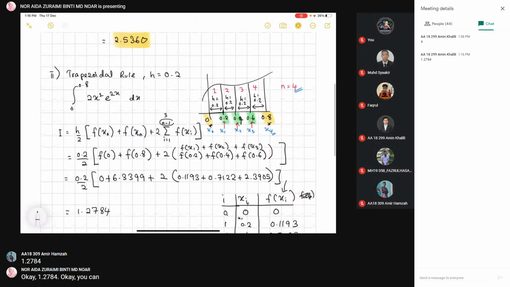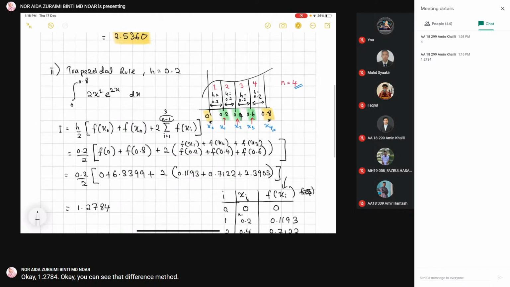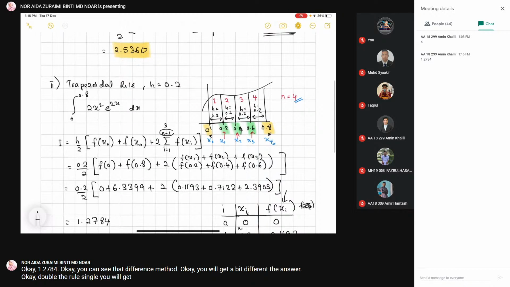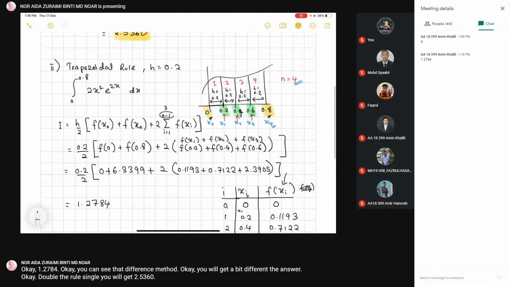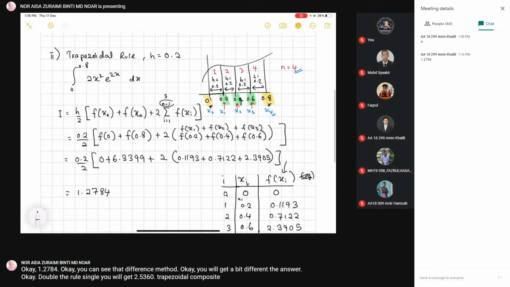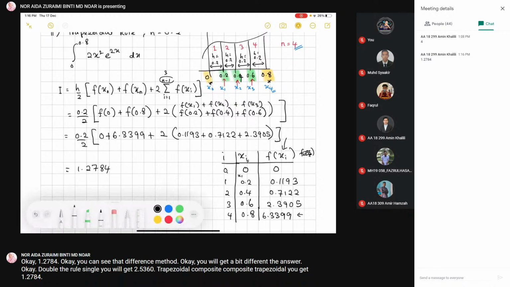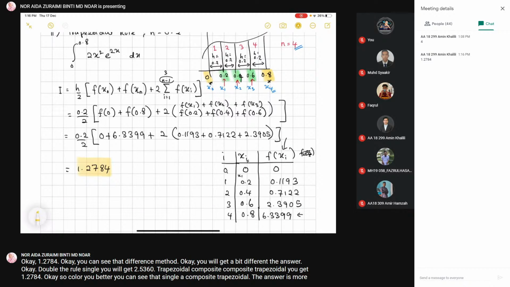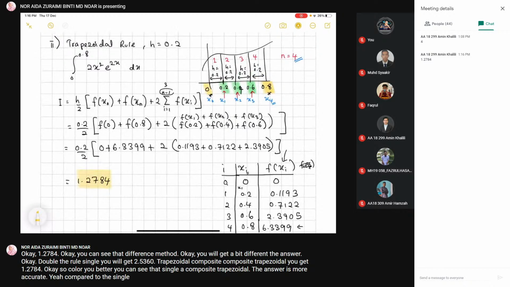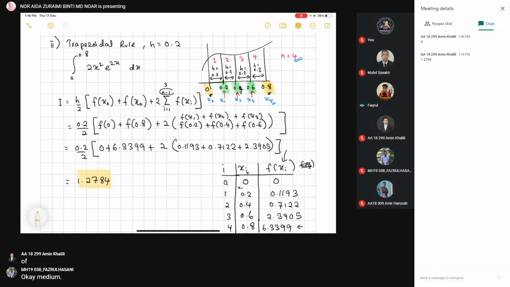You can see that with different methods, you will get a slightly different answer. For the single trapezoidal rule, you will get 2.5360. For the composite trapezoidal rule, you get 1.2784. So you can see that the composite trapezoidal answer is more accurate compared to the single trapezoidal rule. Is everything okay up to the trapezoidal rule? Okay, madam.